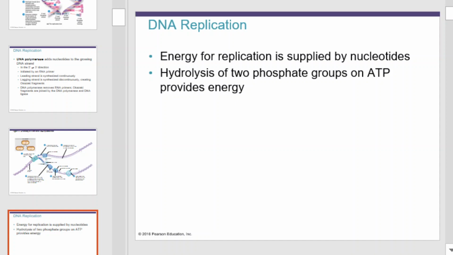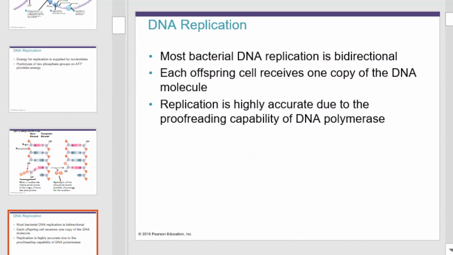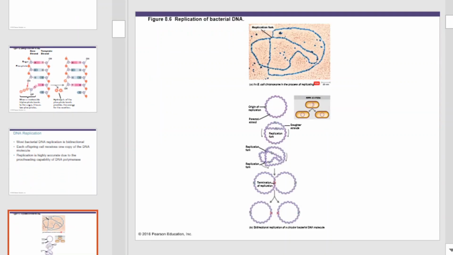Energy for replication is supplied by nucleotides. The hydrolysis of two phosphate groups on ATP also provides energy. This is an illustration of the energy used for DNA replication. Most bacterial DNA replicates in a bidirectional fashion. Each offspring cell receives one copy of the DNA molecule. Replication is highly accurate due to the proofreading capability of DNA polymerase. This is an illustration of replication of bacterial DNA.